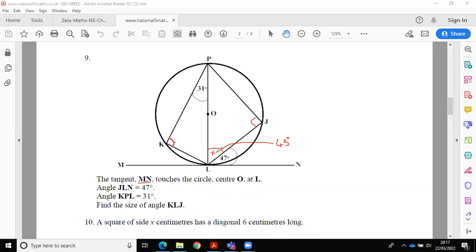Now, all angles in a triangle add up to 180, so we can also find this angle in here. Call it A, whatever you want to call it. That angle is going to be 180 minus 90 minus 31. So 180 minus 90 minus 31 is going to be 59. So that angle in there is 59.